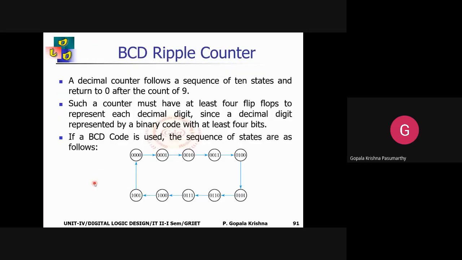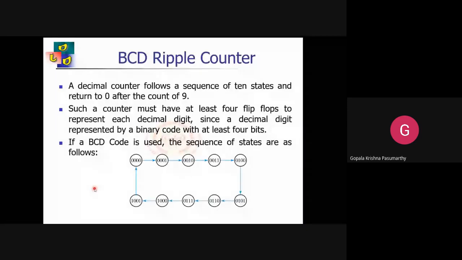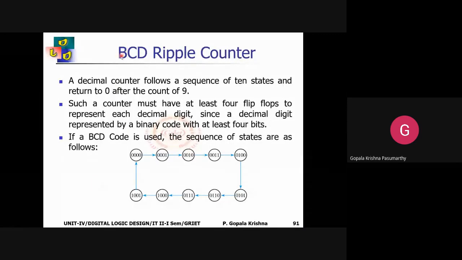Now the next one is called the BCD ripple counter. In the earlier one, we designed a binary counter, meaning the counter counts binary numbers. Now we are going to see the BCD counter. What do you mean by a BCD counter? We know what a BCD number is. A BCD number starts from 0000, that is called number 0.